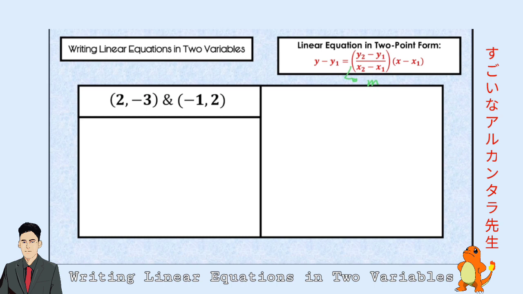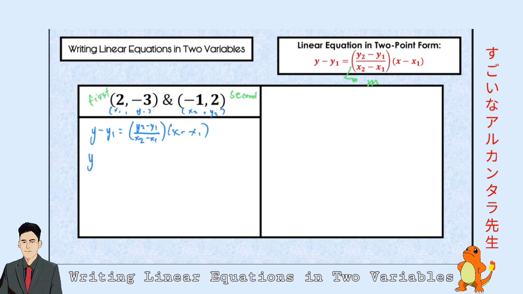To not make this complicated, you have 2 points: 2, negative 3, and negative 1, 2. We identify 2, negative 3 as our first point, and negative 1, 2 as our second point. So what you have to do is to label it properly. I will make the first point x sub 1, y sub 1, and the second point x sub 2, y sub 2. So with that, let's continue with the formula. y minus y sub 1 is equal to the quantity y sub 2 minus y sub 1 all over x sub 2 minus x sub 1, and then we're going to multiply that to x minus x sub 1.